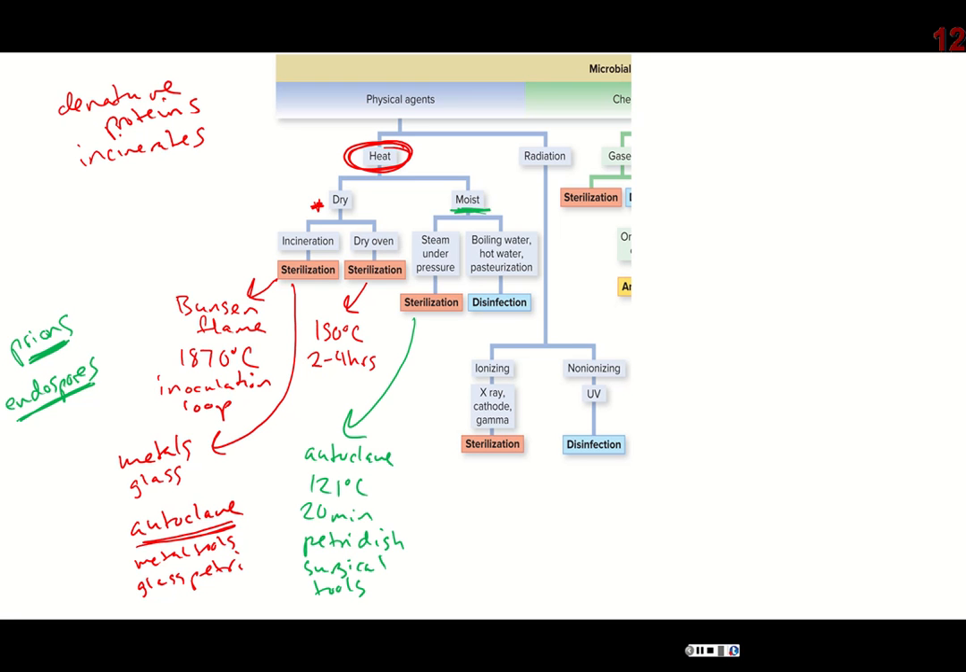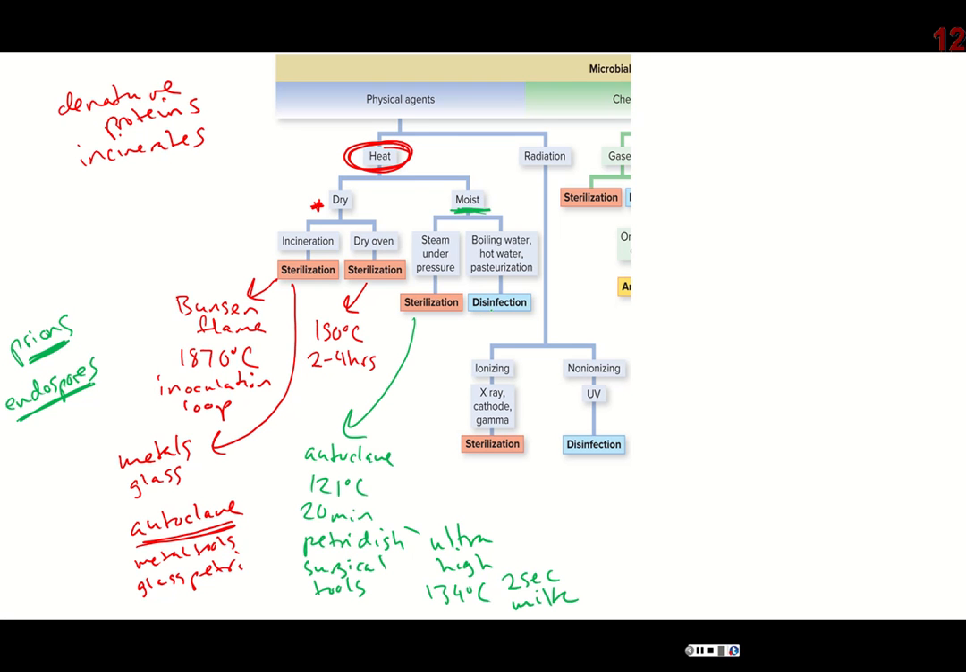What else do I want to say about steam? There's also something called ultra-high steam. So, kind of running out of space here, but ultra-high steam is going to be 134 degrees Celsius instead, and you can do that just for a few seconds. So this is something that they do with milk, which is kind of interesting. Rather than just pasteurizing it normally, they can use this method to sterilize milk.